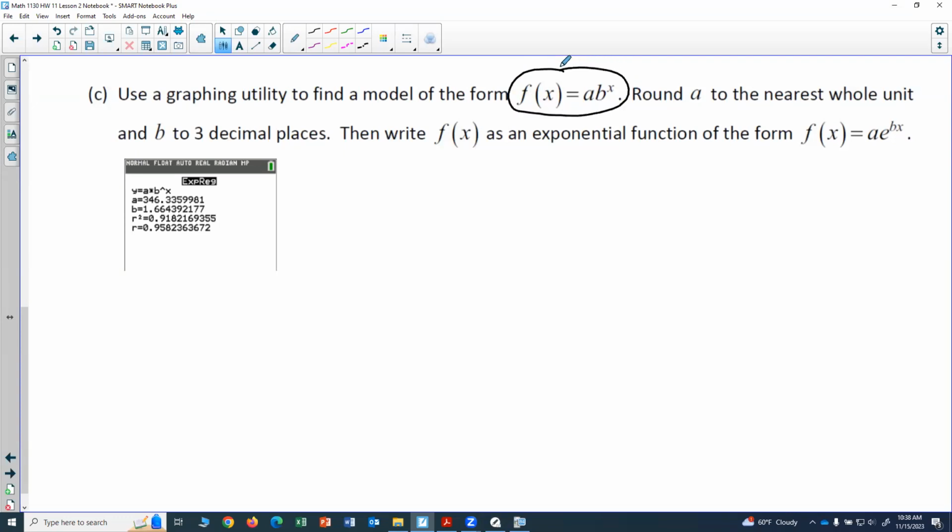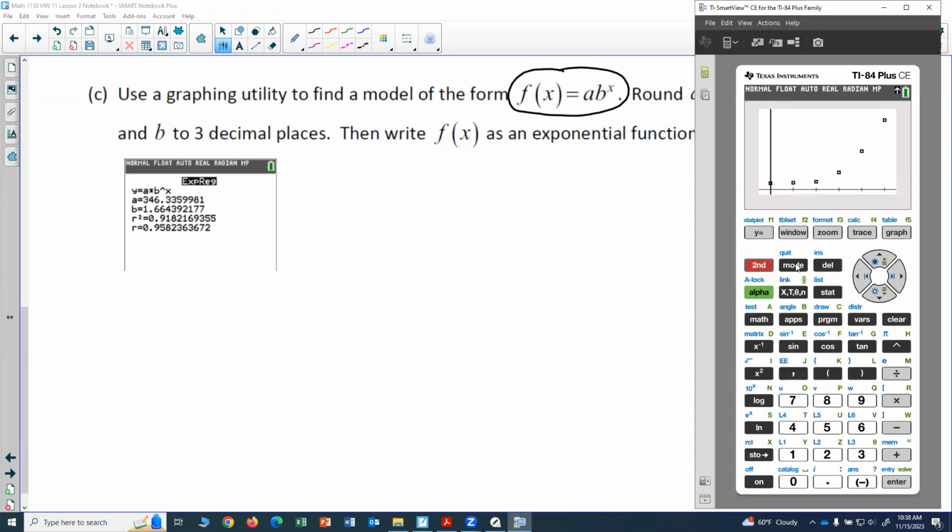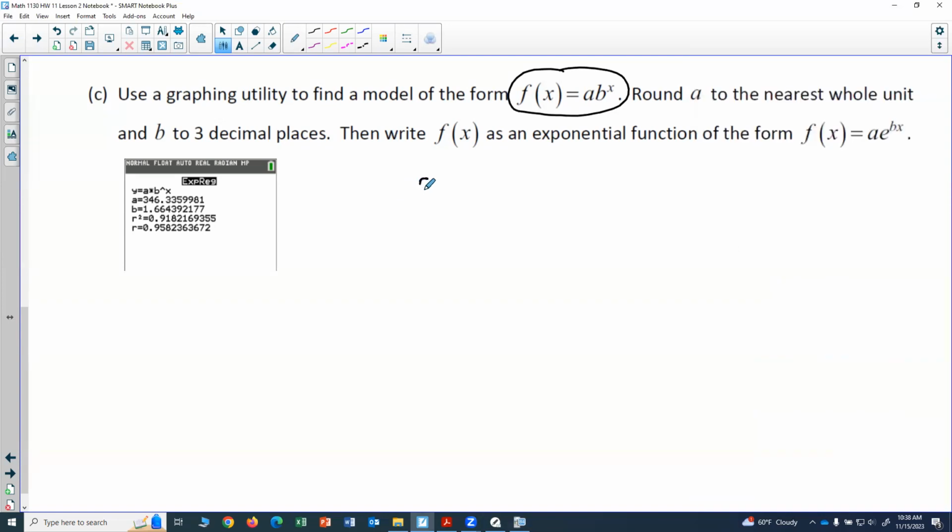So what I'm going to do is I will go to the calculator and I'll go back to my home screen by doing second mode. I'm going to go into my stat menu again, but I'll go over to calc. And because I'm doing exponential regression, I want to scroll down to 0 where it says EXPREG. So that's exponential regression. So we're looking at 0, which is EXPREG.